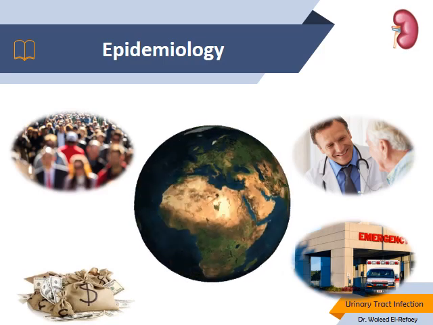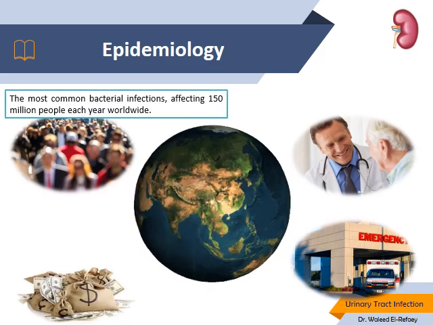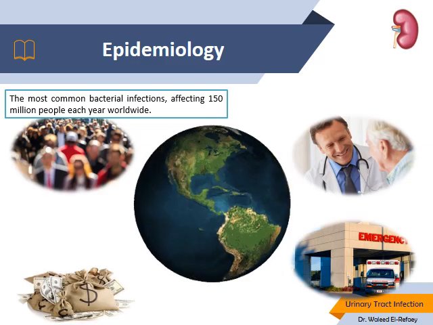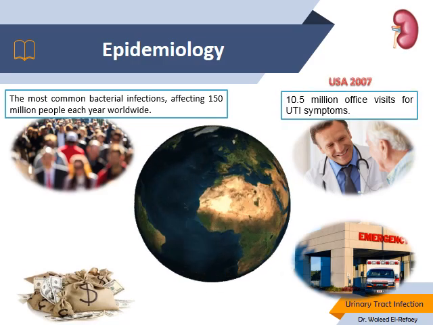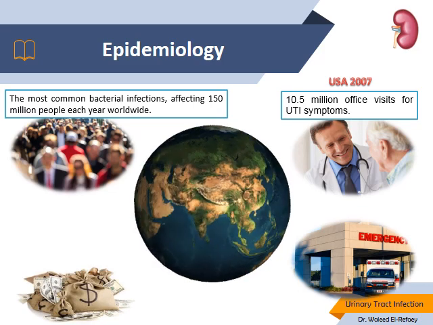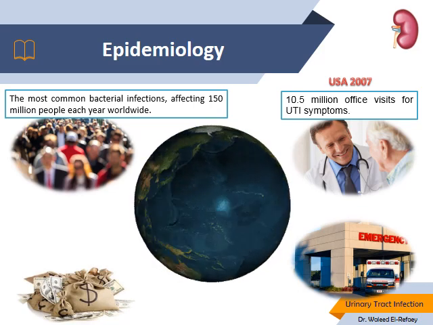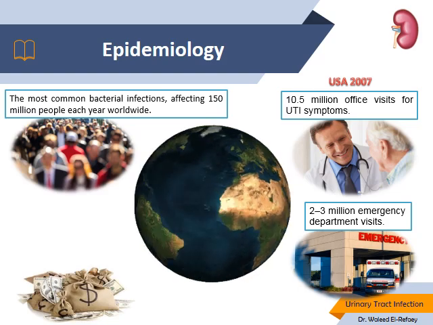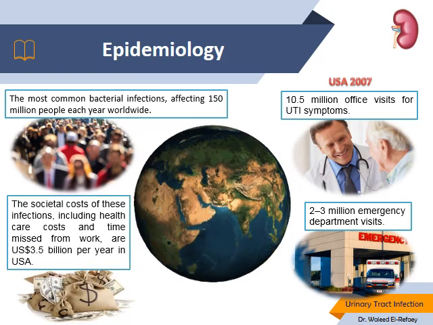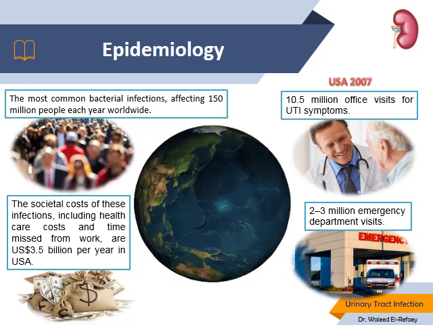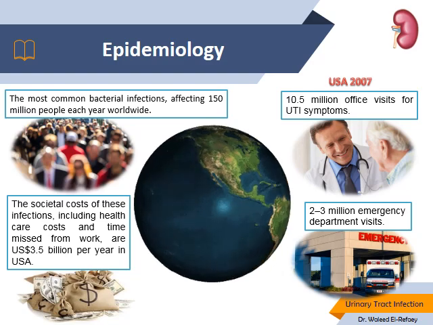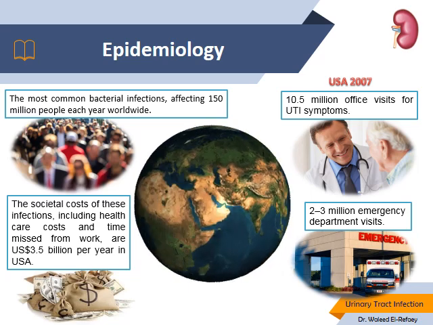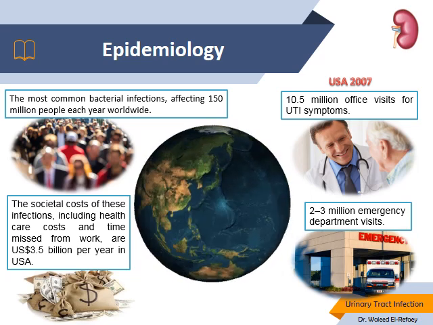Regarding the epidemiology of urinary tract infection worldwide, it is the most common bacterial infection, affecting about 150 million people each year worldwide, and in the USA about 10.5 million office visits for urinary tract infection symptoms, and 2 to 3 million emergency department visits. And of course this is an infection that costs the community and society, from the healthcare point of view and from the financial one.